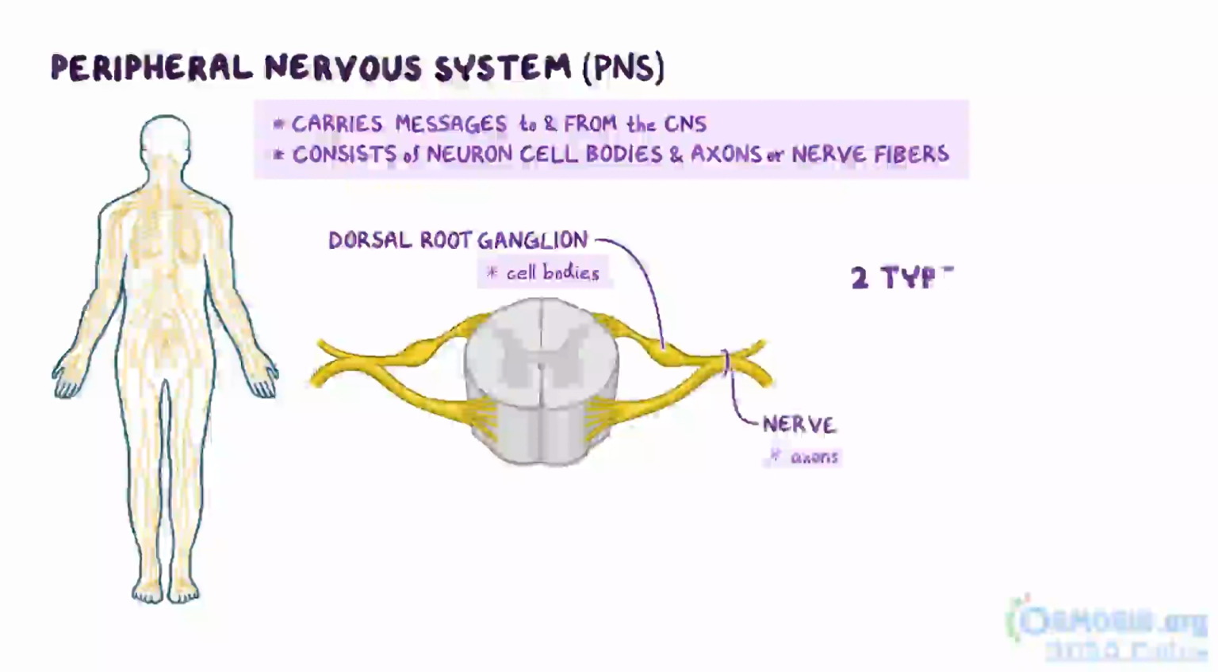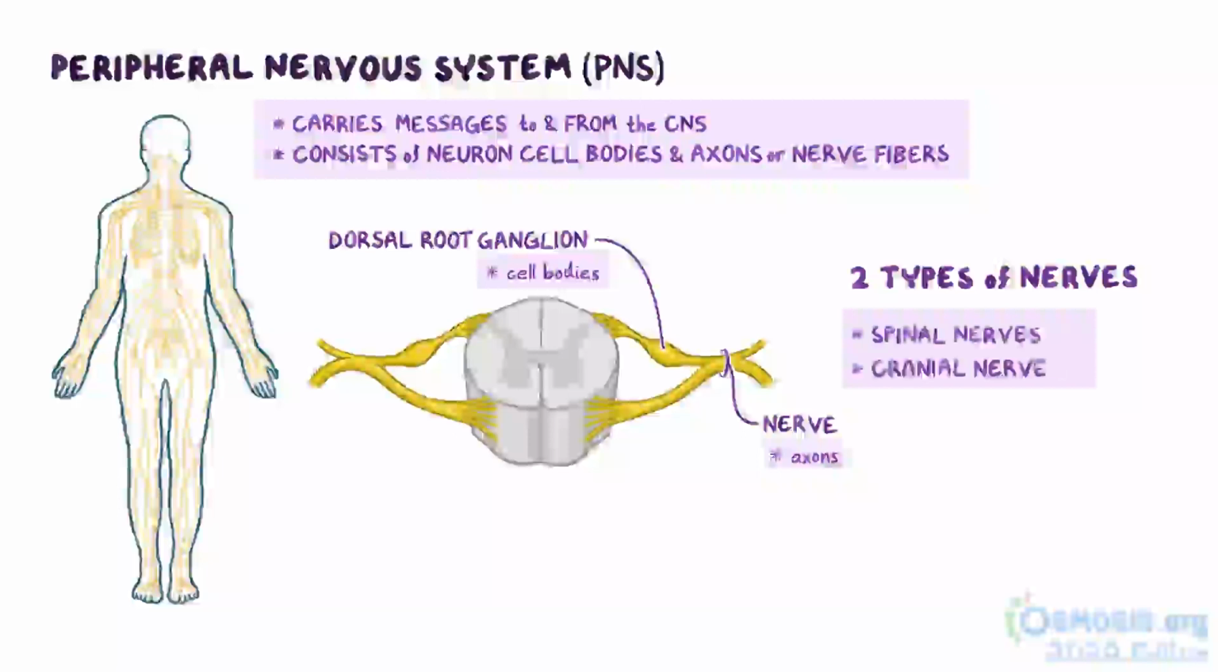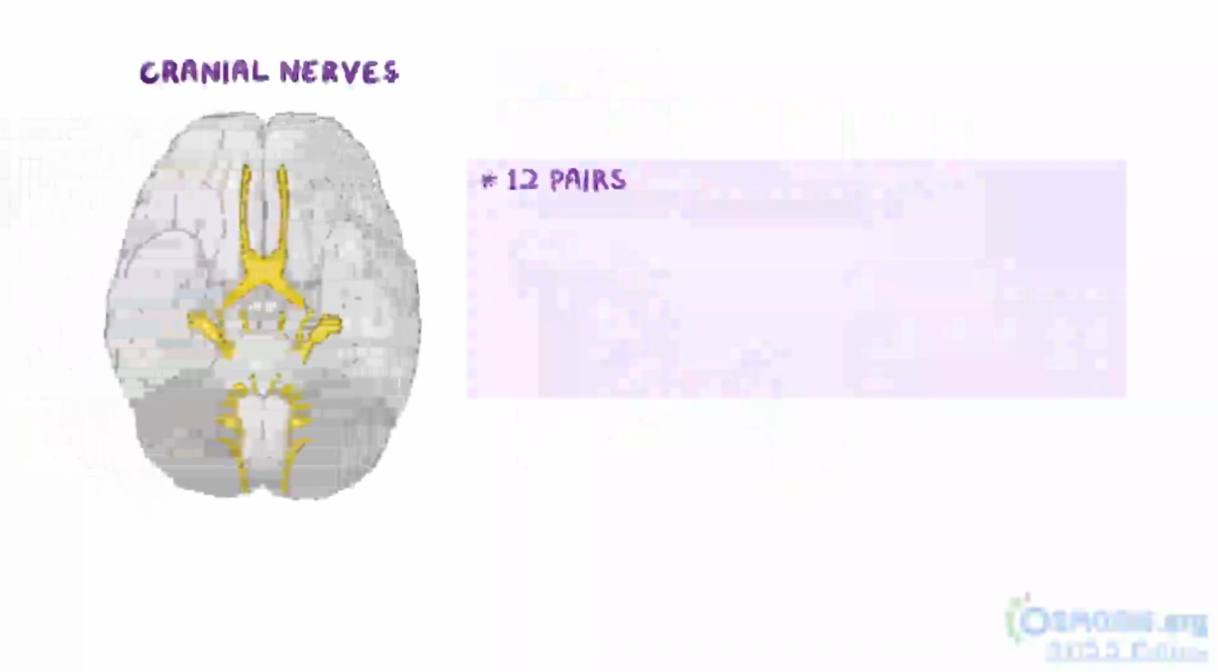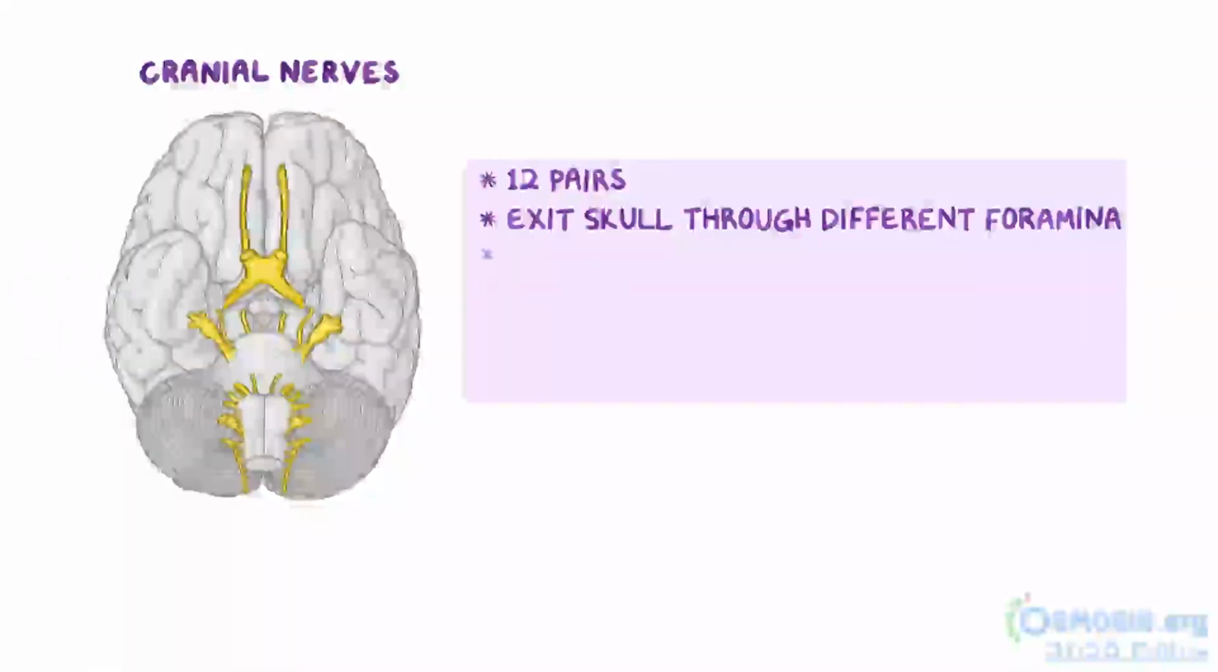Now, there are two types of nerves in the peripheral nervous system: nerves that arise from the spinal cord, called spinal nerves, and nerves that arise from the brain, called cranial nerves. Let's start first with cranial nerves, which are 12 pairs of nerves that exit the skull through different openings, or foramina. The cranial nerves then travel to mainly innervate structures of the head and neck.